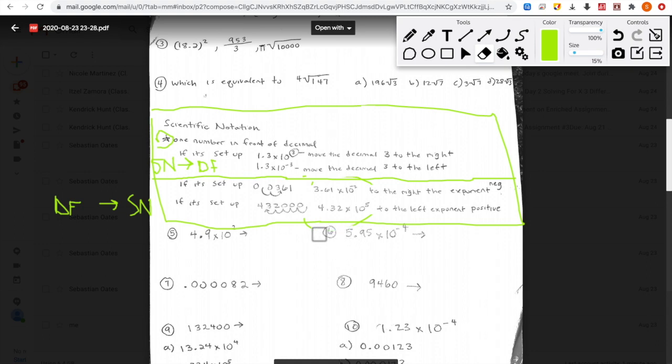Now we're going to talk about the exponents. The way you know that it's already in scientific notation is that it's going to say times 10 and then an exponent. If it's set up like that, it's in scientific notation. Here are the rules you need to memorize for if we're starting in scientific notation and going into decimal form. If the exponent is positive, you're going to move the decimal 3 spots to the right. If the exponent is negative, like it is in this one, you are going to move it 3 spots to the left.